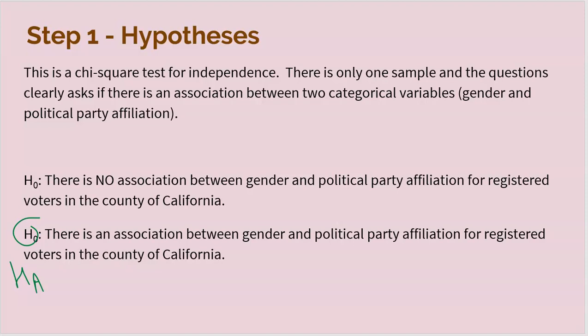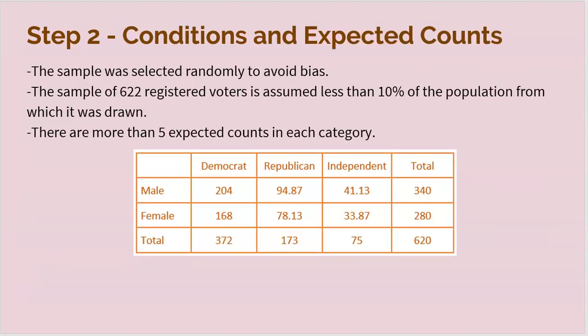Okay, so now let's jump into step 2. Check those conditions. Should be pretty easy. And find the expected values. Once again, for example, how did I get 33.87 as the expected value for females that are independent? I took the row total times the column total divided by the grand total. And that's how I got 33.87.